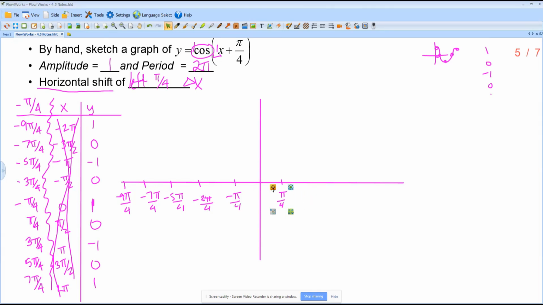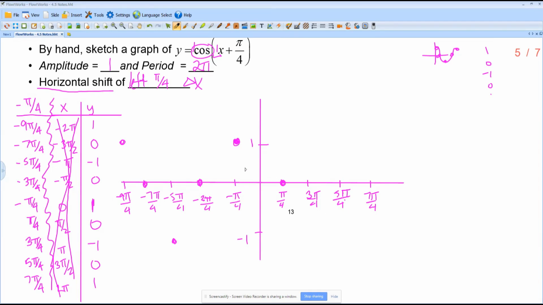Thank you. Okay, 3 pi fourths, 5 pi fourths, and 7 pi fourths. Okay, so I'm going to do this, and then I'm going to talk about the issue that people make. 1, 0, negative 1, 0, 1. Here's 1, here's negative 1. 1, 0, negative 1, 0, 1. This is the end of the period and the start of the next period, so 1, 0.